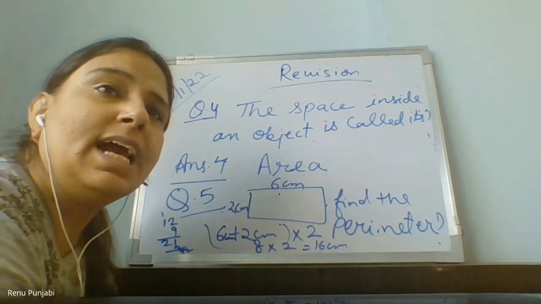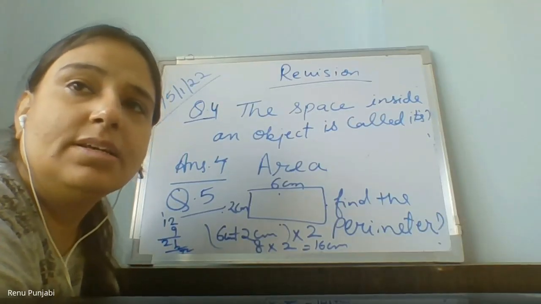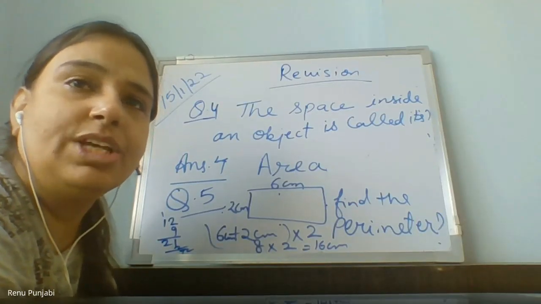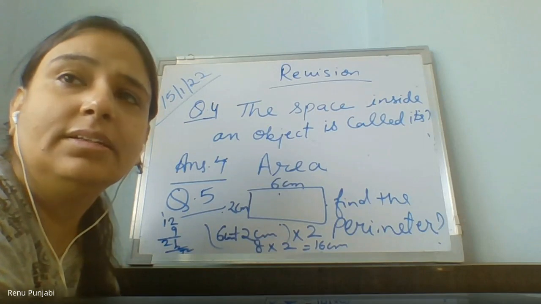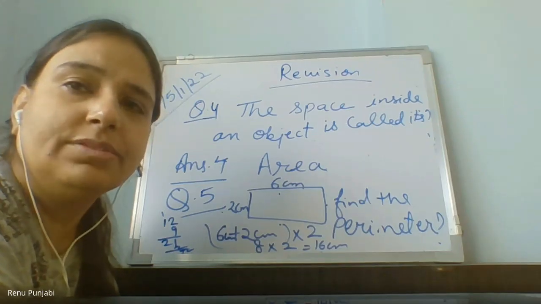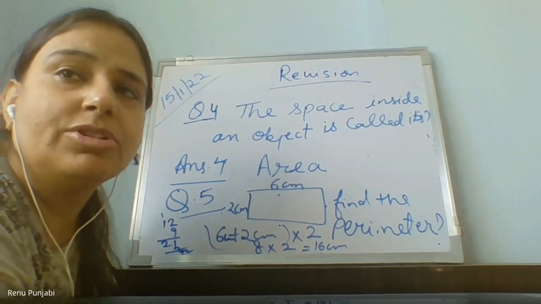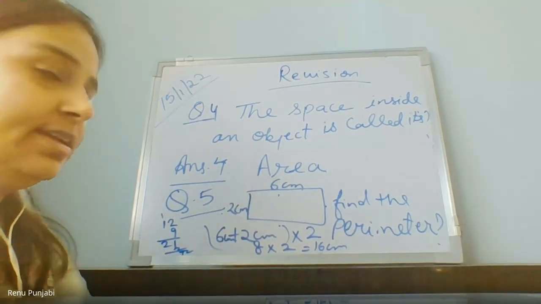Ma'am, I can't hear you. Which child is saying I can't hear you? Ma'am, someone's mic is on. Shivani, mute your mic. One child is saying I can't hear you. Which child is that? Ma'am, Viha. No, ma'am, it's Krishu. Write for Krishu in the chat box that he can rejoin the class.